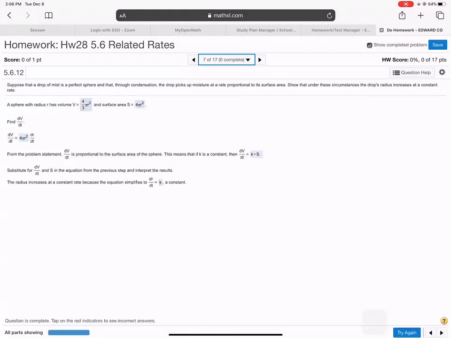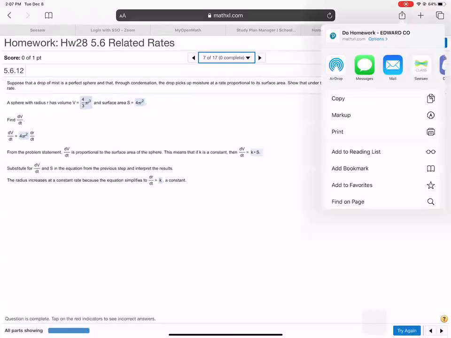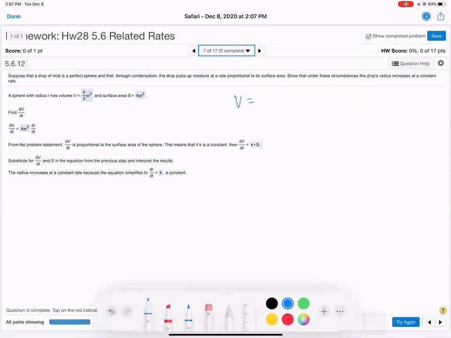Okay, so they didn't give us any formulas here, so we're going to have to come up with the formulas ourselves. First thing is, a sphere has a volume. So we know the volume of a sphere is 4 over 3 pi r cubed, okay? And the surface area of a sphere is 4 pi r squared. It's kind of weird, but it's just really 4 circles.